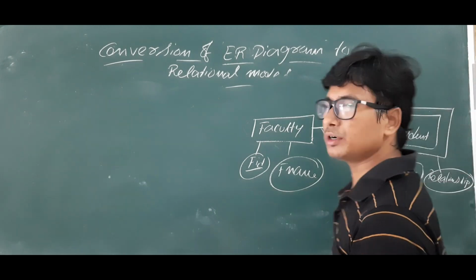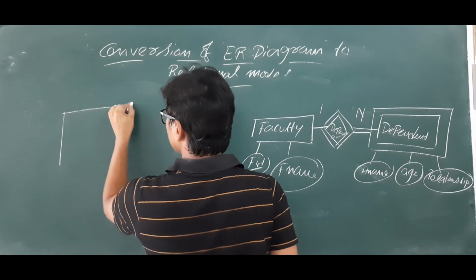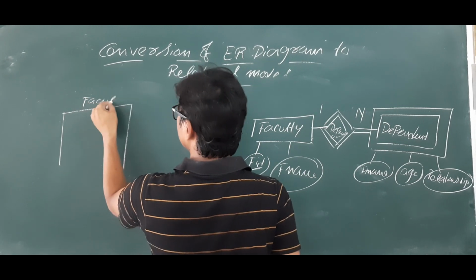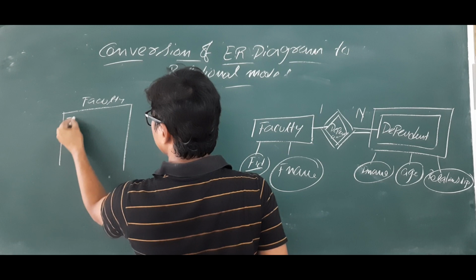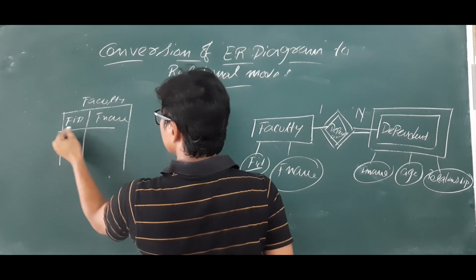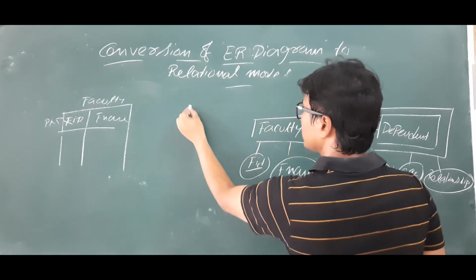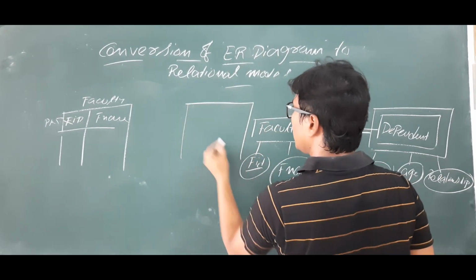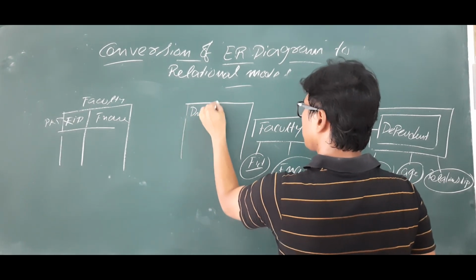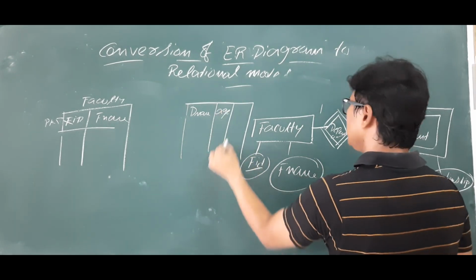Now how can I convert this into tables? For faculty, you will have faculty ID as a primary key and faculty name as another attribute. So faculty ID will act as the primary key. For the dependent, you will have dependent name, and the relationship attribute.